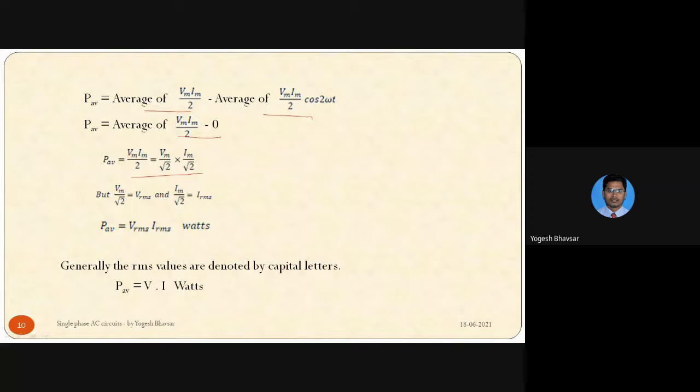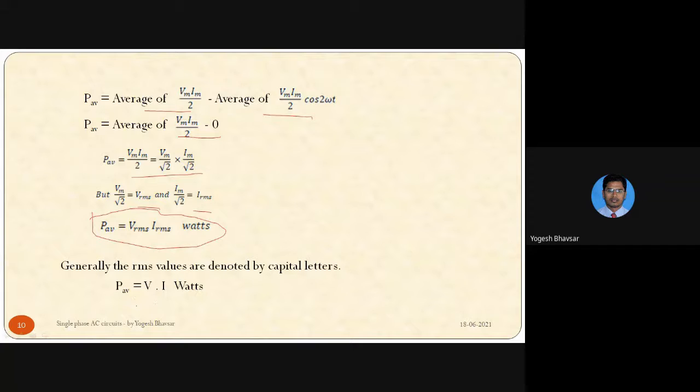We can have a simple arrangement: Vm by root 2 and Im by root 2. And we know Vm by root 2 is the RMS value of voltage, and Im by root 2 is the RMS value of current. So the final equation we are getting is P average is equal to V RMS into I RMS, in terms of the watt.